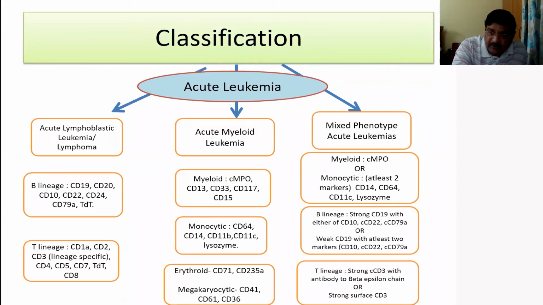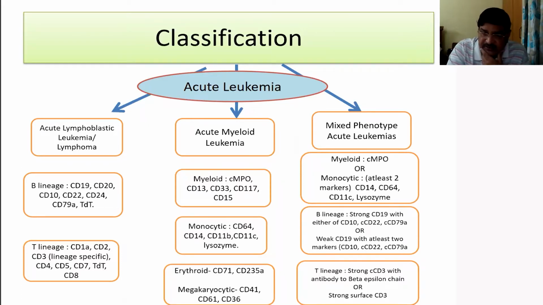So in the myeloid, the characteristic marker is cytoplasmic MPO, whereas on the monocytic side, you have a number of markers, but at least two of them should be positive to call it myeloid with monocytic differentiation, either CD14, CD64, CD11C or lysozyme. But when it comes to B, the characteristic marker is a strong CD19 with either of the presence of CD10, cytoplasmic CD22, or cytoplasmic CD79A.